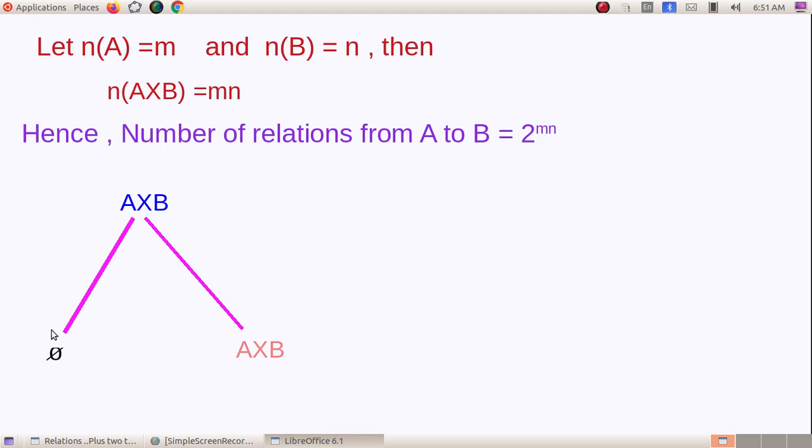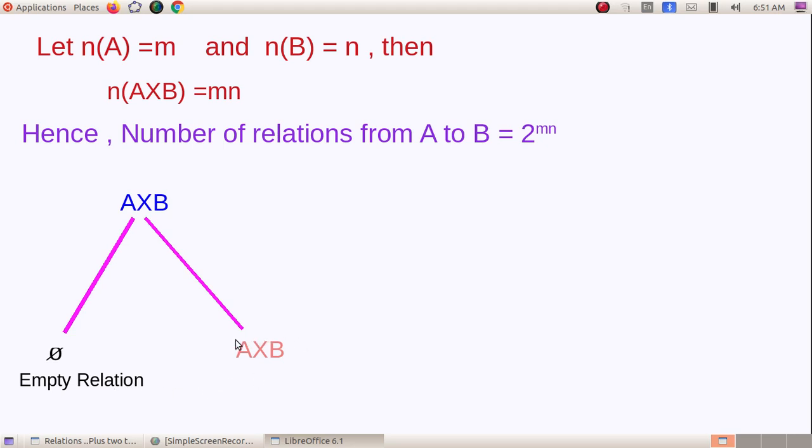Now listen, phi is a subset of A cross B. A subset of A cross B is called a relation from A to B. Hence, phi is a relation from A to B. How many elements are there in phi? 0 elements. There is no element in the relation phi. Since phi is a relation, we call it the empty relation. Phi is called the empty relation.